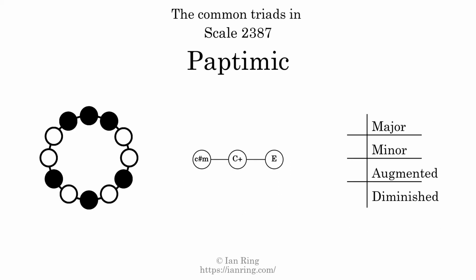1001010100011. Here are the common triads present in this scale. The diagram in the center is a graph of parsimonious voice leading between triads. There is one major triad. There is one minor triad. There is one augmented triad. There are no diminished triads. Here is a Hamiltonian path of parsimonious voice leading that uses all the triads.